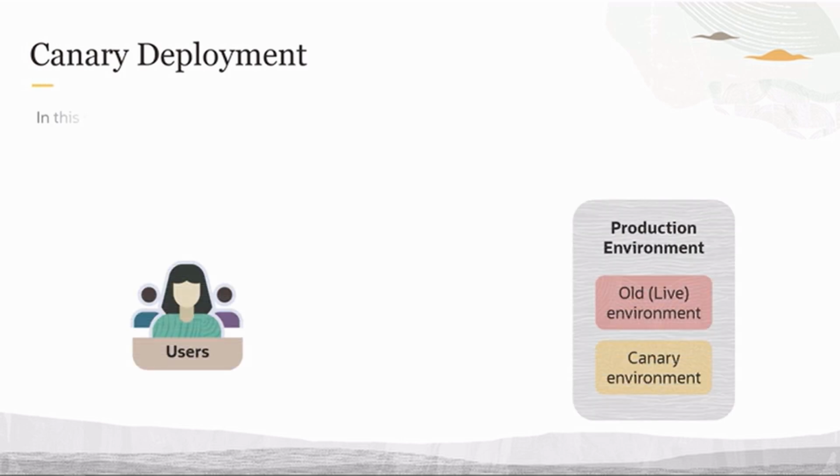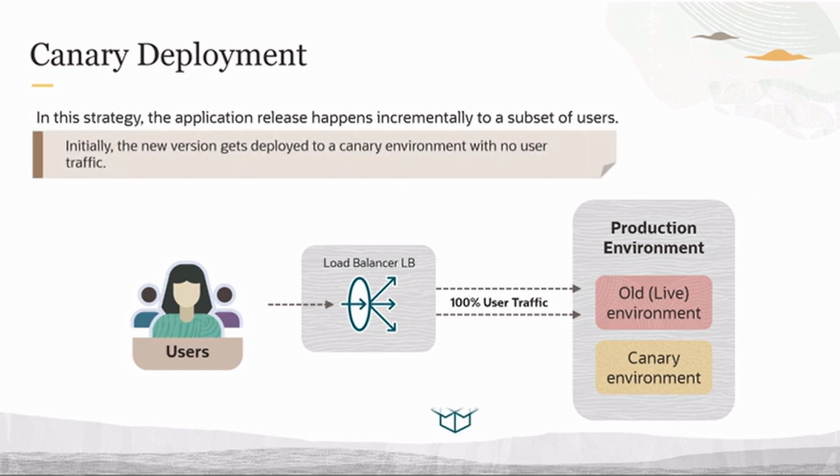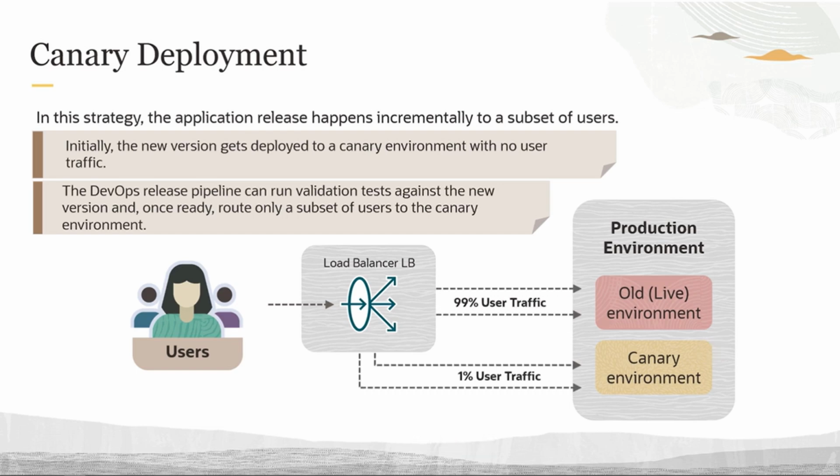Canary deployment is a technique to reduce the risk of introducing a software update in the production by slowly rolling out the change to a small subset of users before making it available to everybody. Initially, the new version gets deployed to a Canary environment with no user traffic. The DevOps release pipeline can run validation tests against the new version, and once ready, route only a subset of users to the Canary environment.